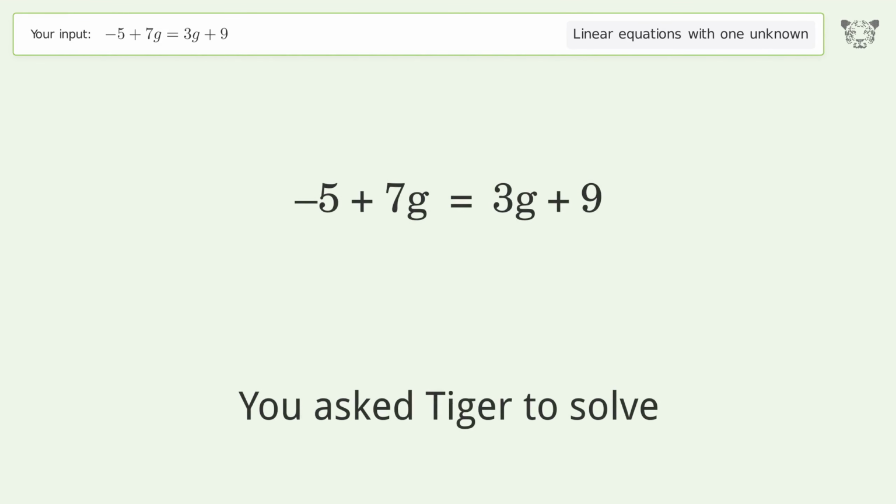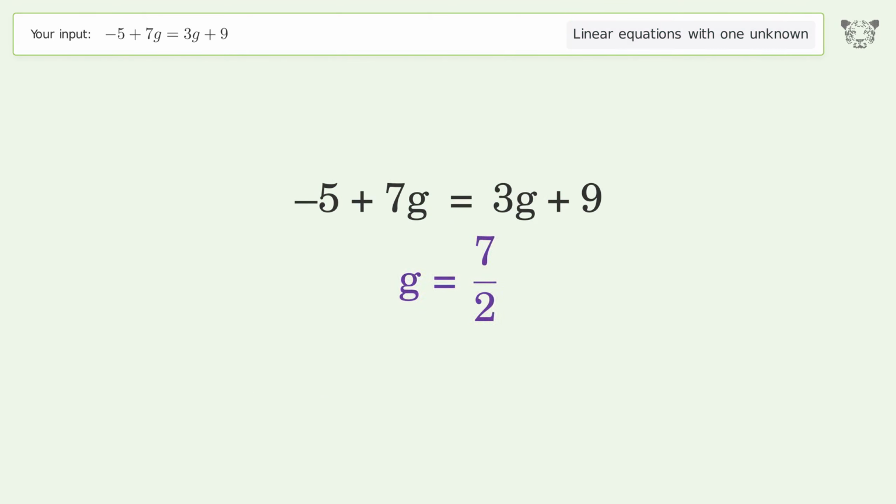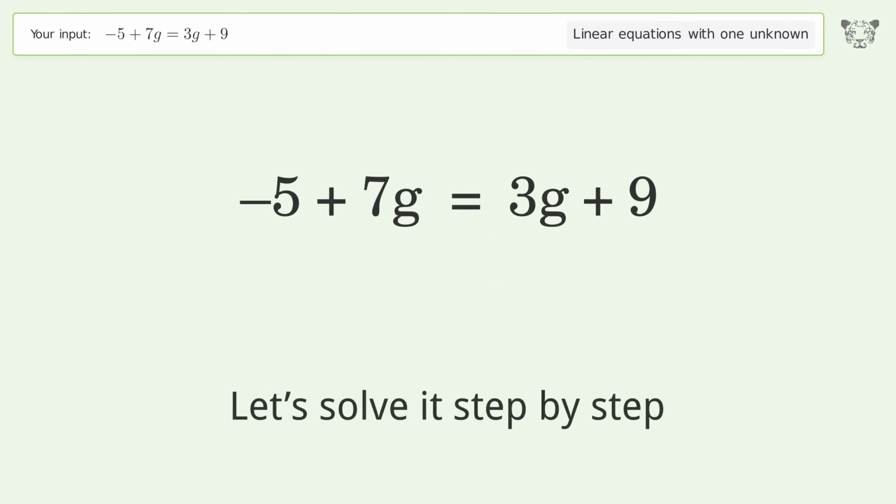You ask Tiger to solve. This deals with linear equations with one unknown. The final result is g equals 7/2. Let's solve it step by step.